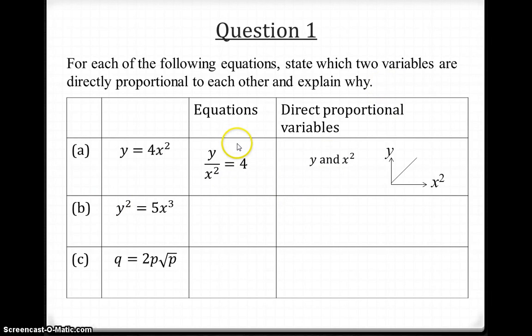So in this case, if we rewrite the equation, we get y squared over x cubed is equal to 5. And the directly proportional variables will be y squared and x cubed. To plot the graph, we have y squared as the vertical, x cubed as the horizontal, and it's a straight line through the origin.